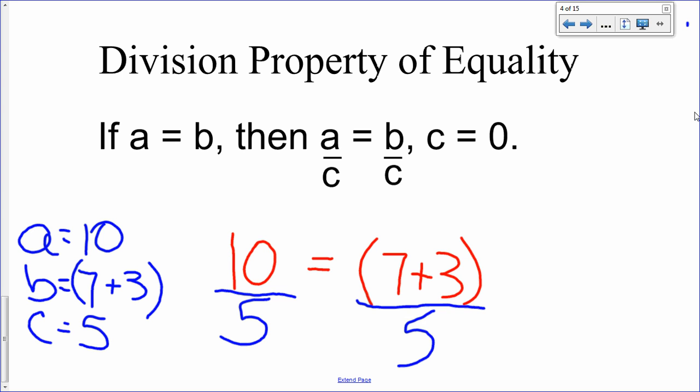Here's our example again in numbers. Let A equal 10, let B equal 7 plus 3 again, and C is going to equal 5 in this case. So if we start out with 10 equals 7 plus 3, and we divide 10 by 5, we need to also divide 7 plus 3 by 5.